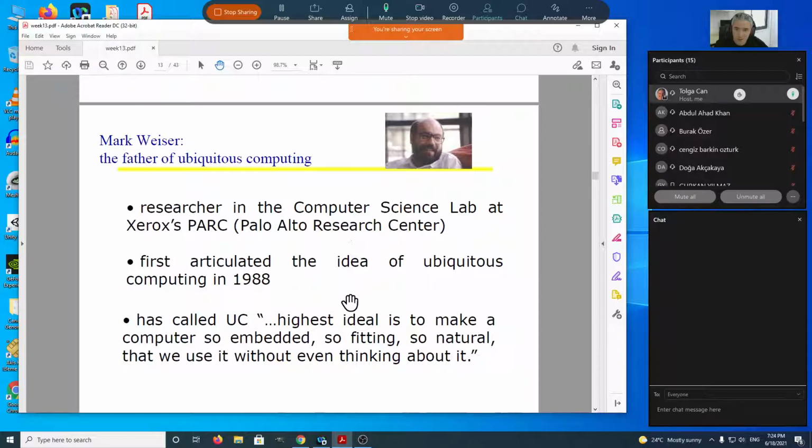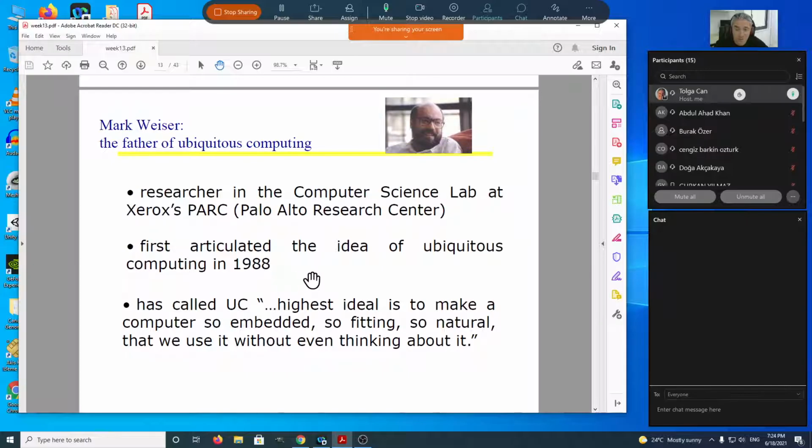So he was a researcher at Palo Alto Research Center, and he first articulated the idea of ubiquitous computing in 1988. And he described ubiquitous computing's highest ideal as to make a computer so embedded, so fitting, so natural in its environment that we use it without even thinking about it. So it becomes a natural extension of human cognition.